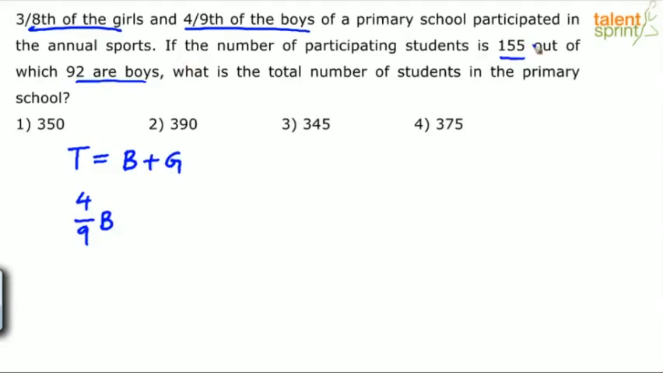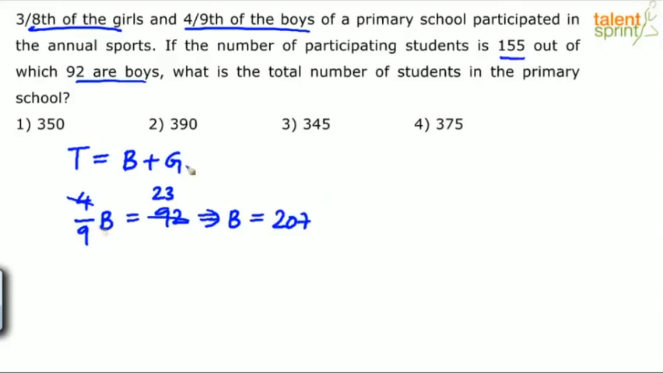He says a total of 155 students participated, out of which 92 are boys. So I can say 4/9 of the boys is equal to 92. So what will be the number of boys? 4 goes into 92 23 times. 23 into 9 is 207. 230 minus 23, 207.